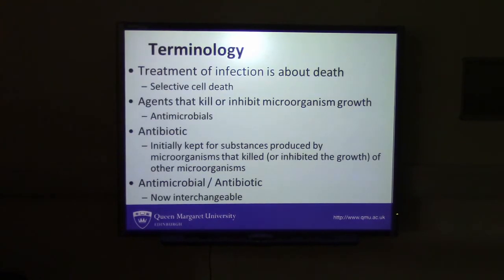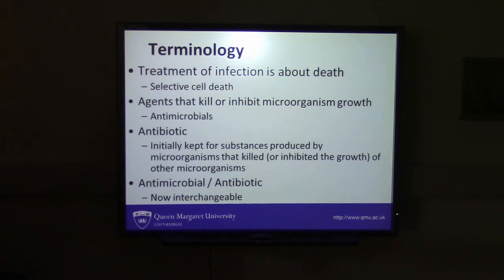Starting off with the terminology, the key thing about the treatment of infection is cell death, but what we're looking for, hopefully, is selective cell death. We're not just wanting to kill all the cells in the body; it's targeted very specifically at the bacterial cells, the microorganisms. That's where the term antimicrobial comes in. An antimicrobial is an agent that will kill a microorganism, or if not kill it, will at least inhibit its growth. The term that we're probably more familiar with is antibiotic.